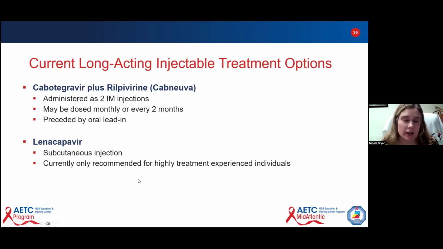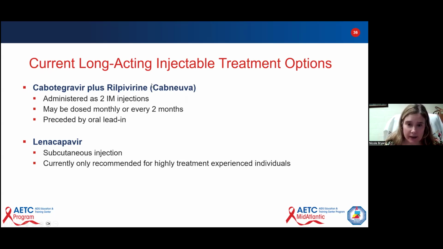So there are two current long-acting treatment options. There are more in the pipeline. Just so you're aware, a lot of HIV treatment seems to be headed in this direction. So there probably will be more in the coming years. But currently, for FDA approval, there's two options.